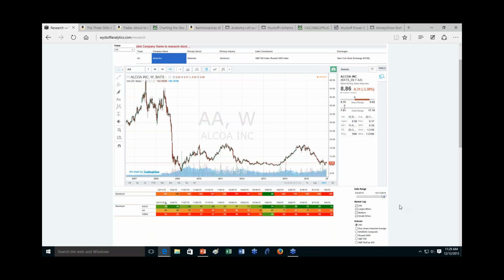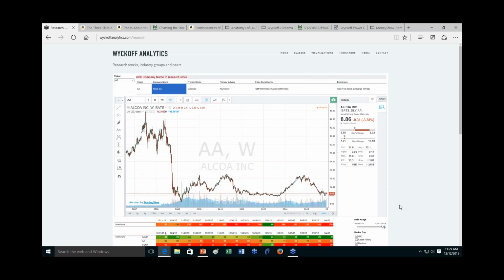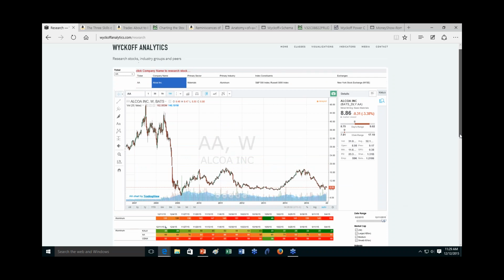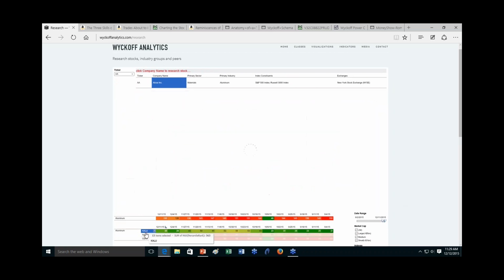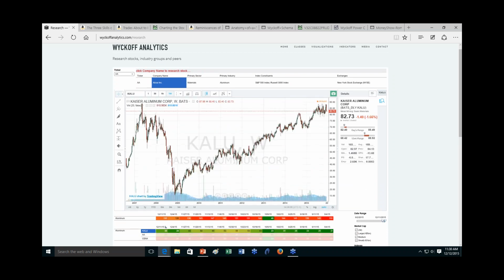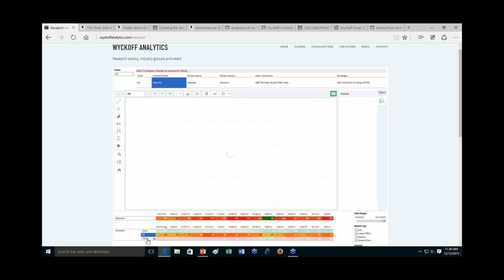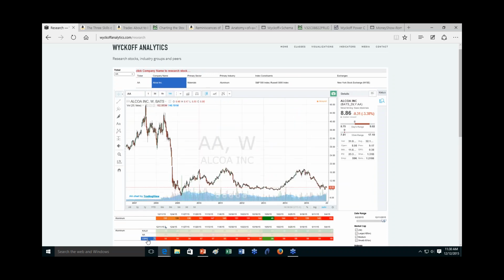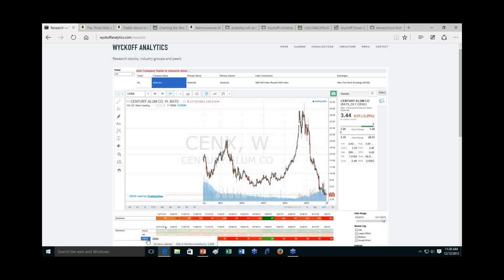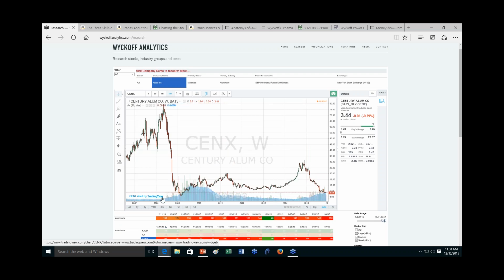So what is nice about this setup is that right away I understand where the group is and where all of the stocks are, and I can just click on the stock and see right away where the leadership is, what the structure is, and so on and so forth. And we're using TradingView here, which is just incorporated into this whole system.